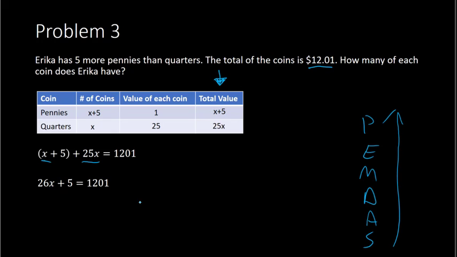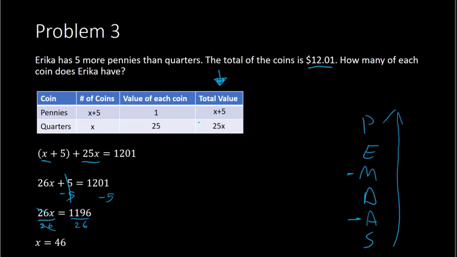So we see addition, and we see 26 times x, which is multiplication. So working in reverse, I take care of the addition first, and I do that by subtracting. So I subtract 5, I now have 26x equals 1196. And then I can divide both sides by 26, and we have x equals 1196 over 26, which would equal 46.